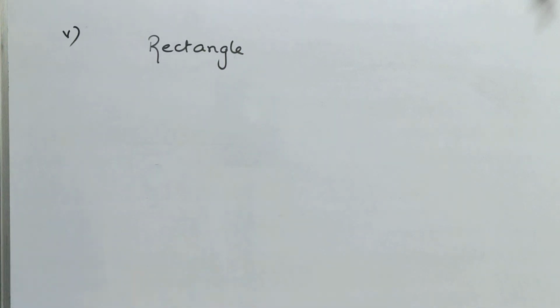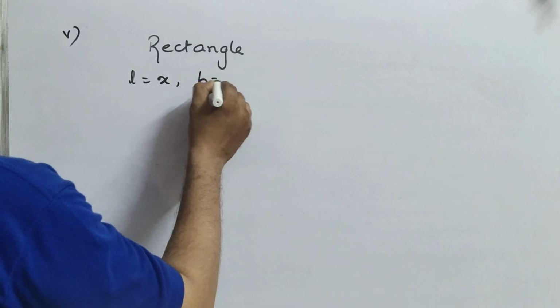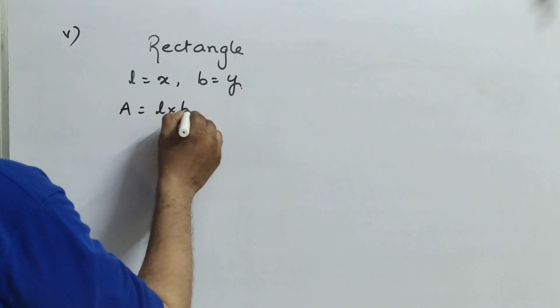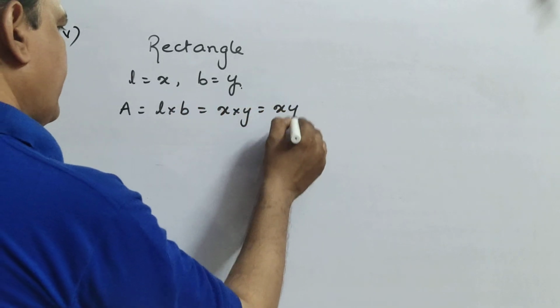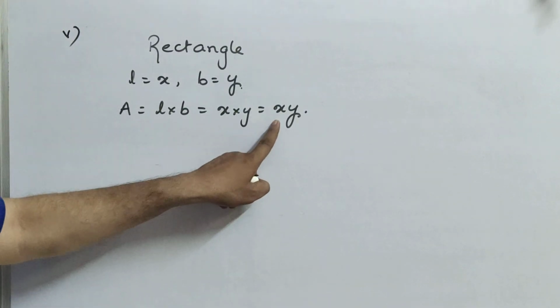Okay. He asked about area. So take length as x and breadth as y. So area equals length into breadth. That means x into y, that is xy. So this is the area of a rectangle, that is xy.